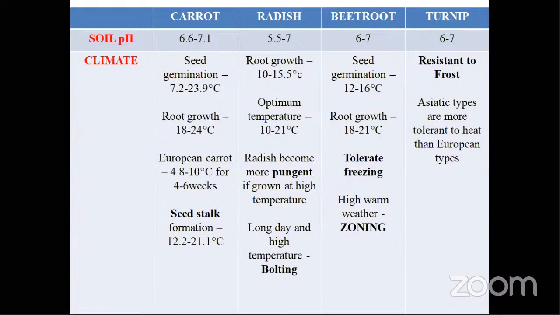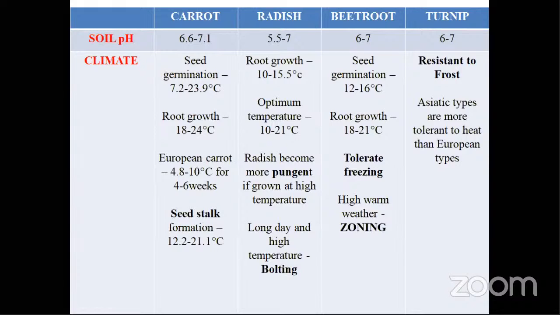And for European carrots, they need a vernalization of 4 to 6 weeks at 4.8 to 10 degrees Celsius. And general seed stalk means we were saying that the Asiatic roots can grow the seed stalk in normal conditions also. So that is 12.2 to 21.1 degrees.